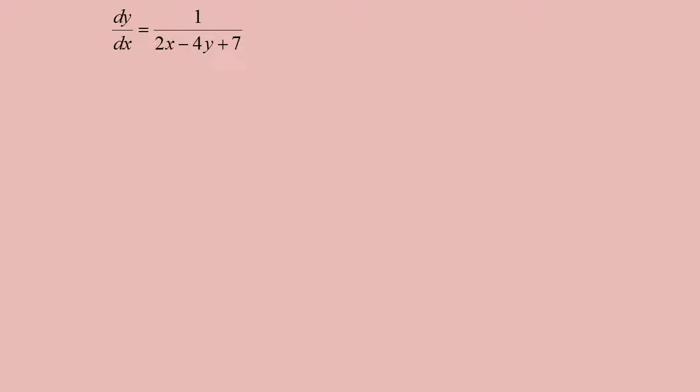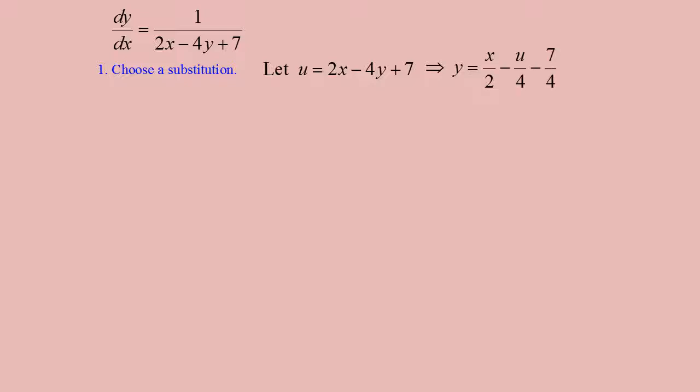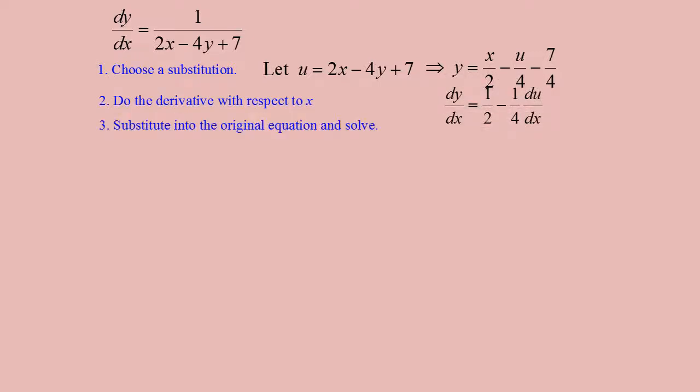Now let's try that with this problem. Now again, what I will do is I'll simply choose u to be the entire denominator. Solve that for y, do its derivative, and then substitute. In place of the dy dx, we'll put the 1/2 minus 1/4 du dx. In place of the 2x minus 4y plus 7, we'll put a u, and then see can we solve that.